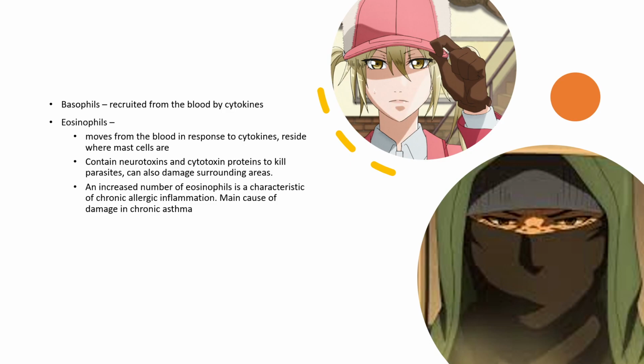Next, you have your basophils. These are recruited from the blood by the cytokines. And you have your eosinophils represented by the lady wearing a pink hat. These are specific cells for parasites. Since they carry cytotoxins and neurotoxins, they are specialized to kill larger cells. An increased number of eosinophils is characteristic of a chronic allergic inflammation, the main cause of damage in chronic asthma.